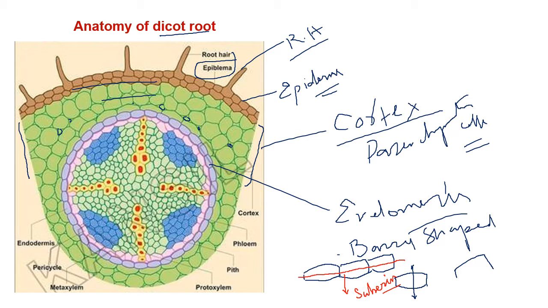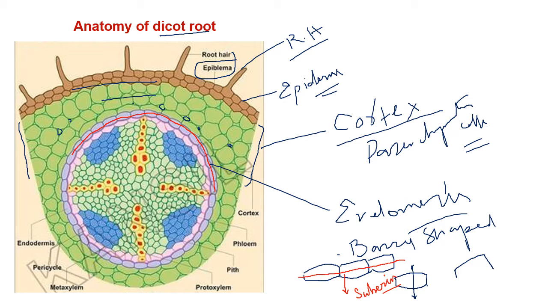Now this suberin forms a watertight barrier, for it is present on the endodermis, which is the innermost layer of the cortex, and this suberin deposition is a waterproof mechanism. It is a water barrier. It is impermeable to water. It does not allow the water to enter into the central part of the dicot root.